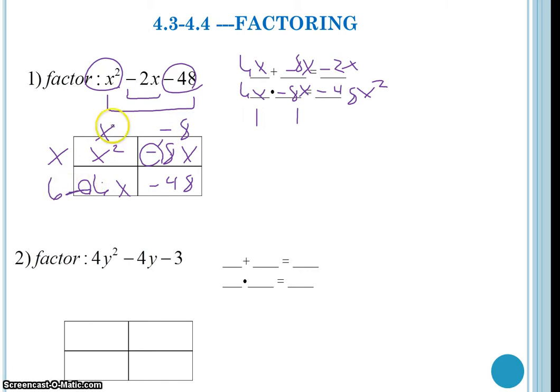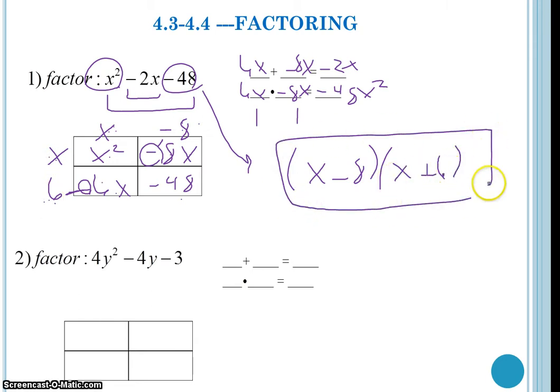And I'm going to check: x times x gives me x squared. x times negative 8x gives me negative 8x squared. x times 6 is 6x, and 6 times negative 8 is negative 48. So this quadratic factors to x minus 8 times the factor x plus 6. And you can FOIL this using the FOIL method or the box method to confirm it.